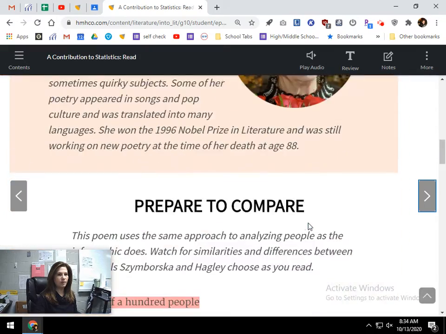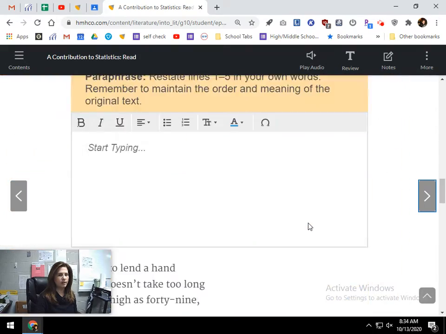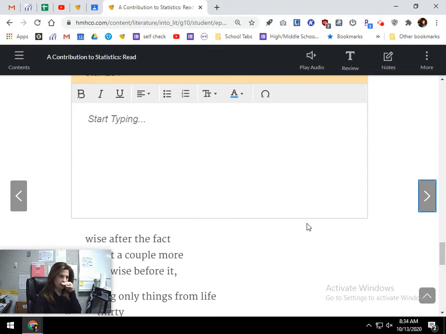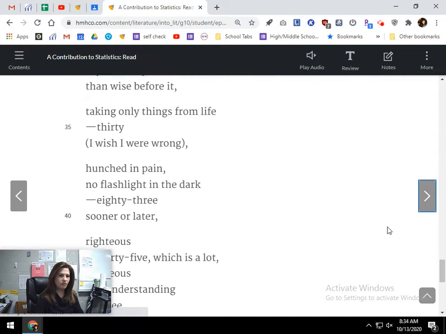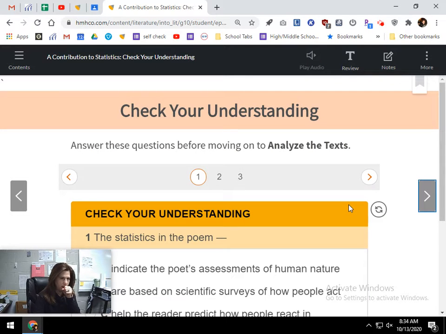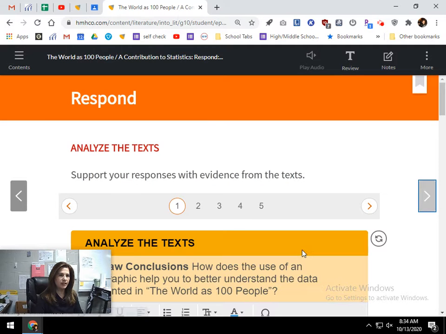And then you read the poem. It was very short. I believe you had 4 questions to answer over that. Make sure that you answer in complete sentences and that you're using correct grammar, spelling, and punctuation, and so on. Just like always, to get full credit. And then you had the 3 multiple choice, check your understanding.